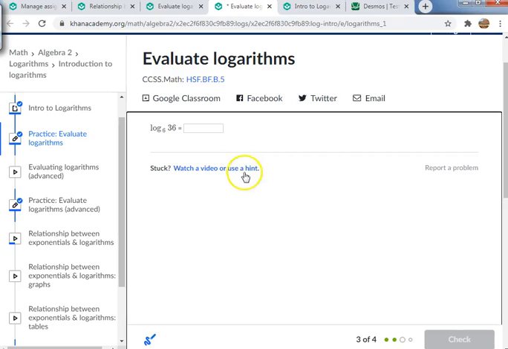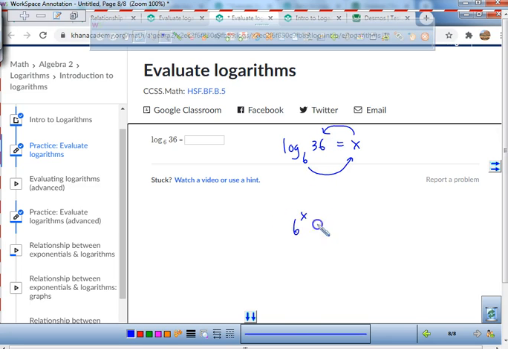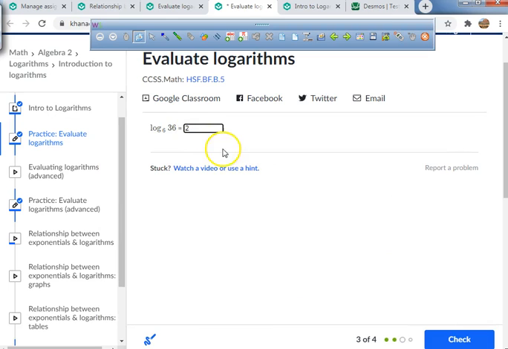Okay, guys. Next one. Log base 6 of 36. What am I going to set it equal to? x. 6 to the power of what equals 36? 2, right? So if I said 6 squared, does 6 squared equal 36? Yes. So all I've got to do is put a 2. 6 squared is 36.